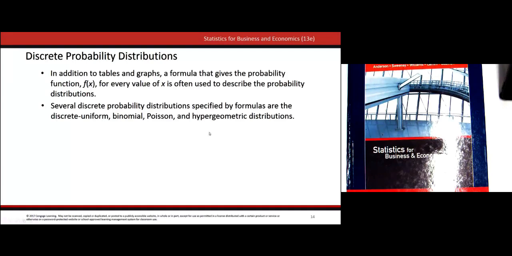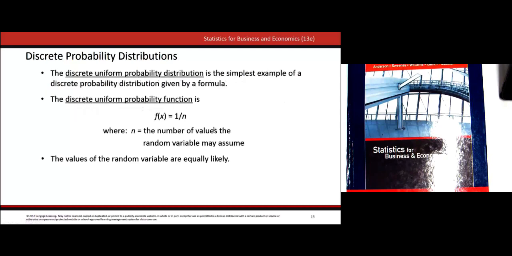And there are several discrete probability distributions specified by a formula, which are discrete uniform, the simplest case, binomial, Poisson, and hypergeometric distributions. So discrete uniform is the simplest case. You have n outcomes, which is the number of values the random variable may assume.